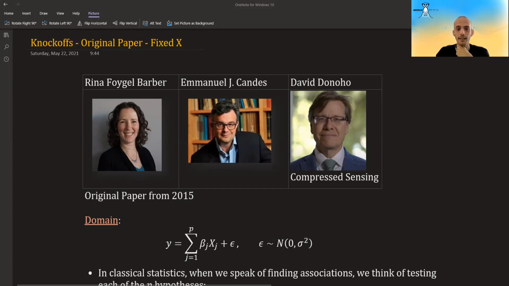Barber did her postdoc at Candes, and I just thought it would be nice to mention that Candes did his PhD with David Donoho, who is very famous for compressed sensing, and his name crops up a lot in statistics, at least in my courses. So he's a very interesting guy, at least for me. I would definitely check more of his stuff, and I probably will make more videos about material that came from him. But yeah, the original paper is by these two fellows, and my professor told me Candes is the rock star of statistics right now. So he's very, very famous and very strong in statistics as well. And I heard that Rina Barber is also a very good statistician.